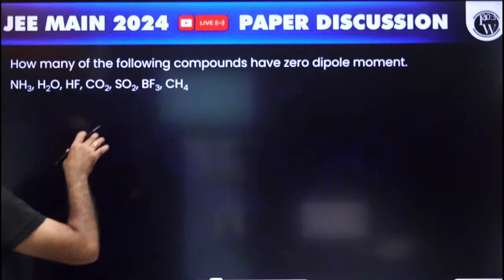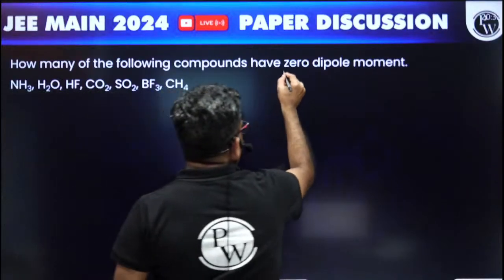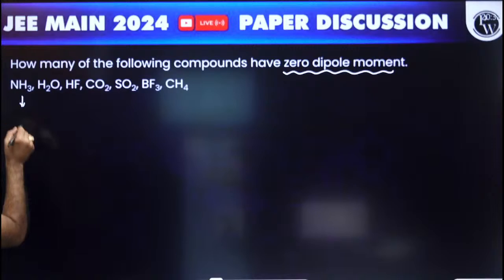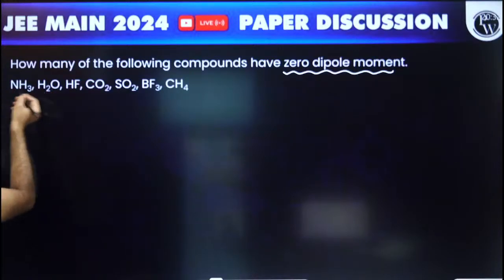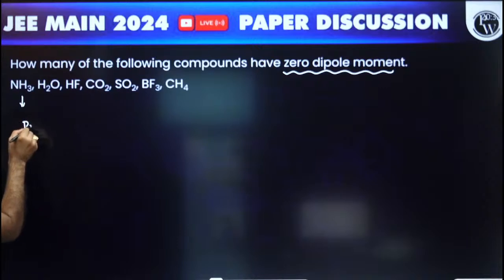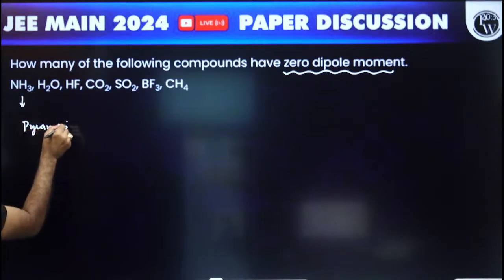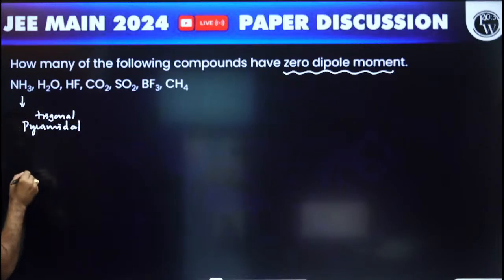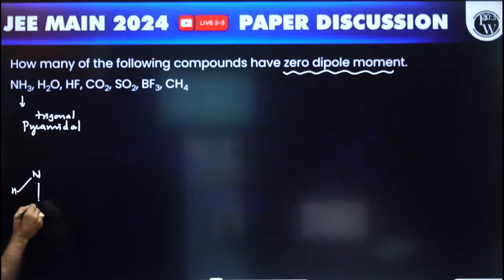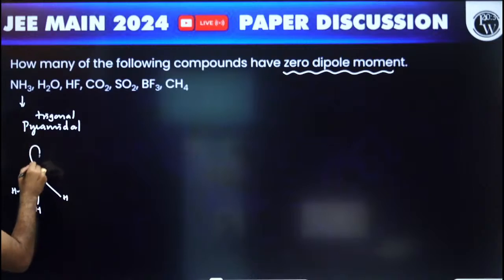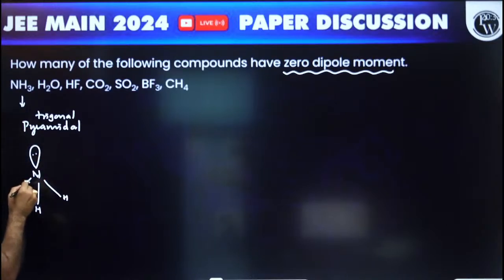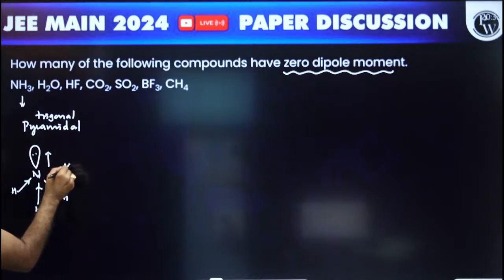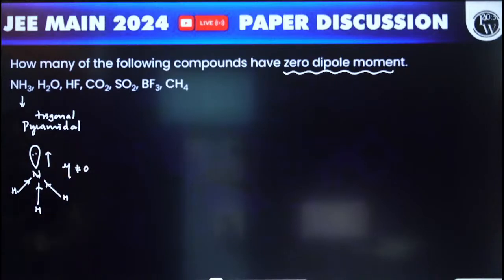Next, how many of the following compounds have a zero dipole moment? If you consider ammonia, you're familiar with the ammonia structure. It has a trigonal pyramidal structure, with the nitrogen attached to 3 hydrogen atoms with bond pairs, and it has a lone pair. So the direction of the dipole moment will be in this direction, and the lone pair's direction will be in this. So the dipole moment will not be cancelling. Therefore, it is not zero.